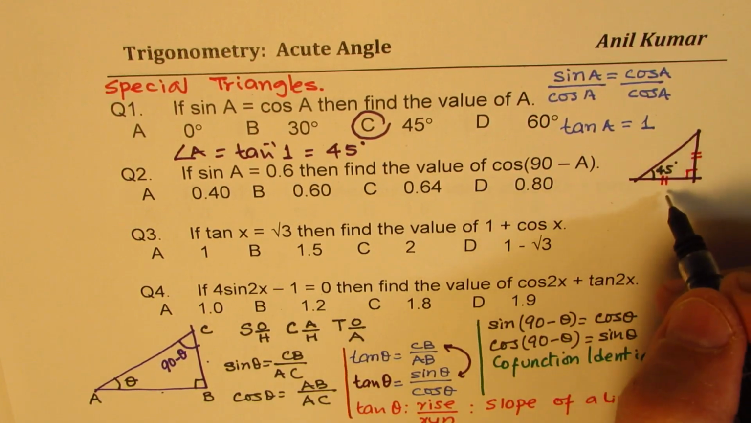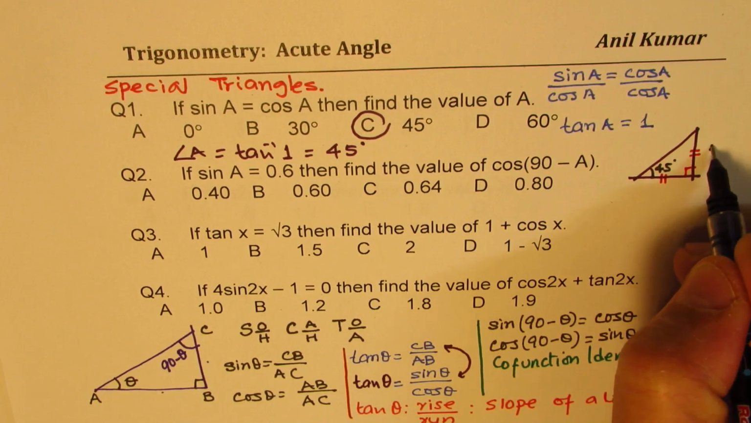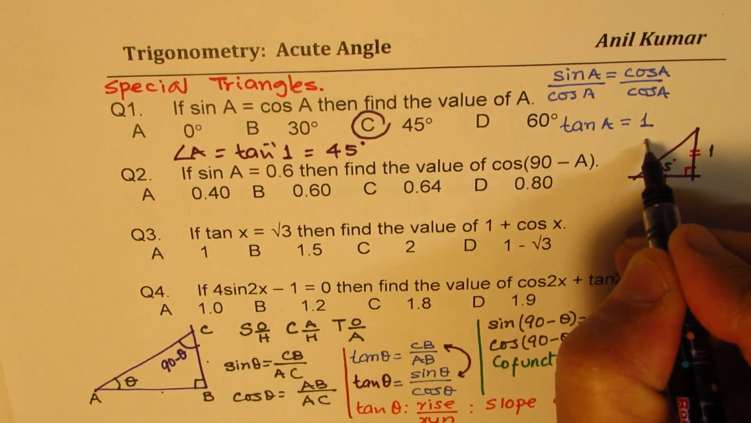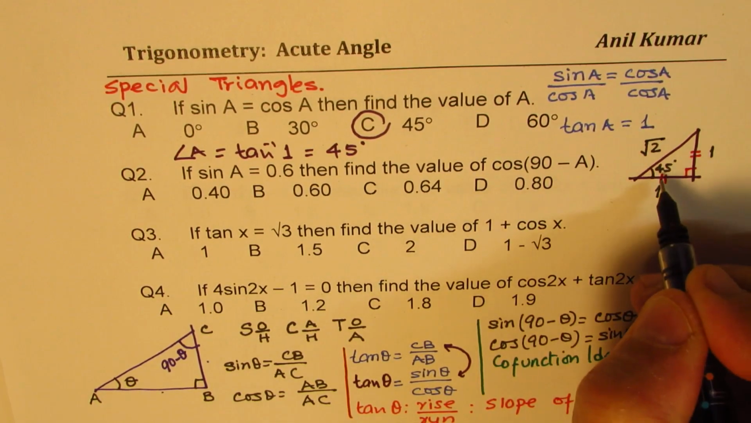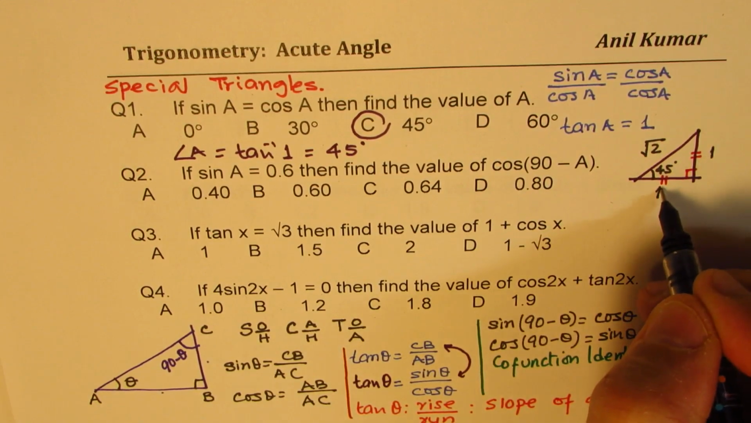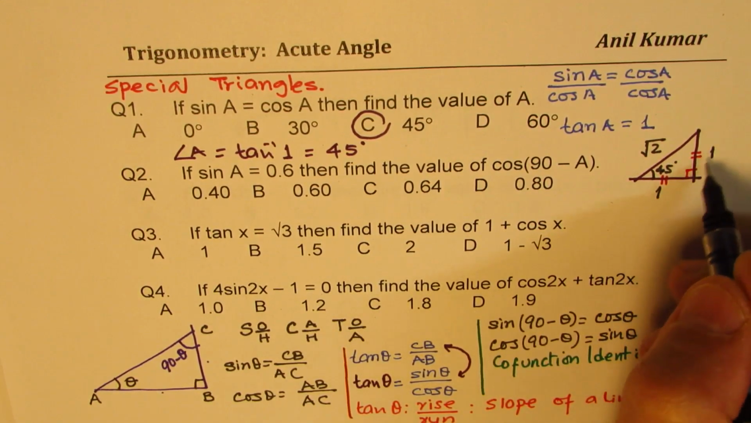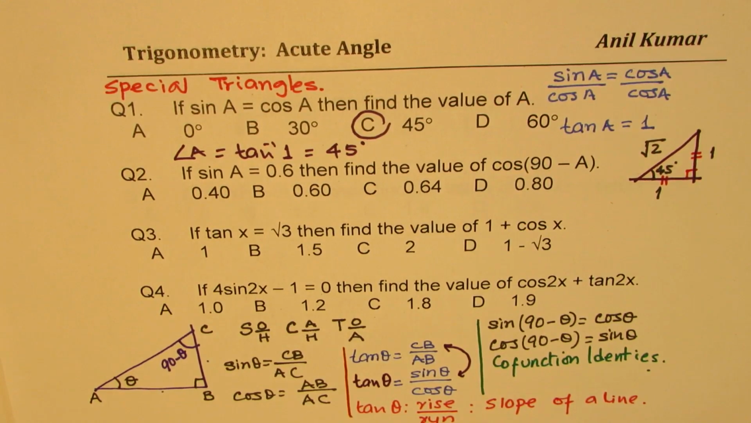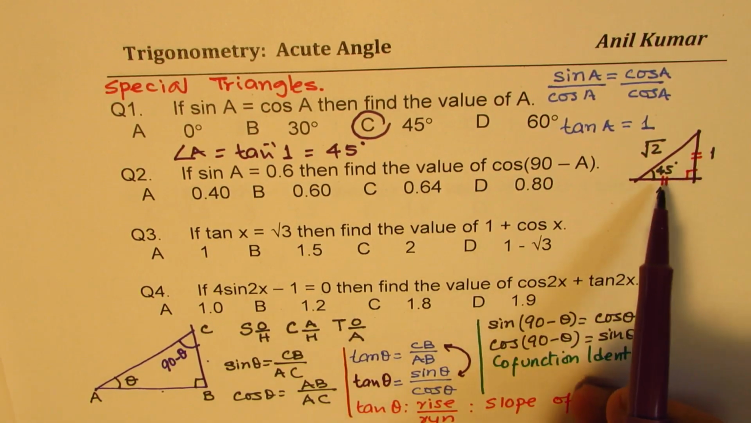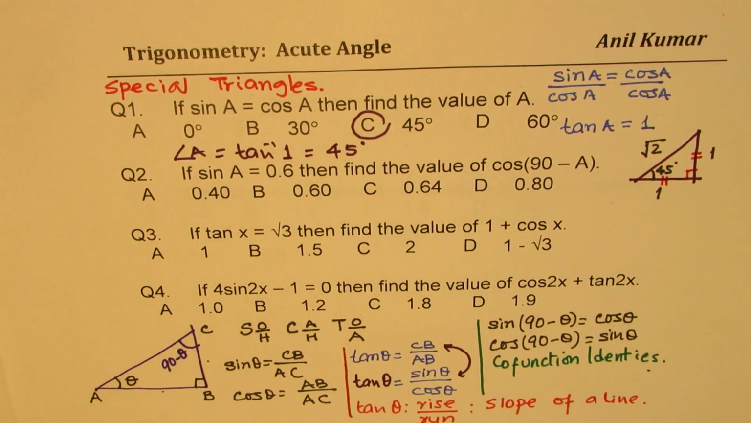Now in this particular case, the ratio, we can say if these two sides are 1 and 1, then that side is square root of 2. So tan theta is the ratio of these two sides. So tan 45 is 1, right? So from special triangle, you get the value of tan 45. Perfect. So from here, we can get our result. This is very important to remember.